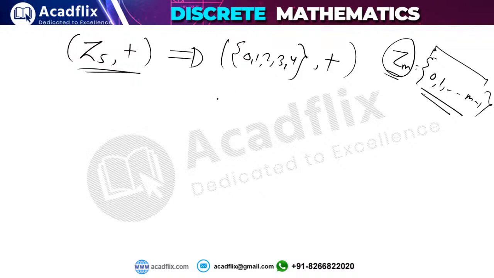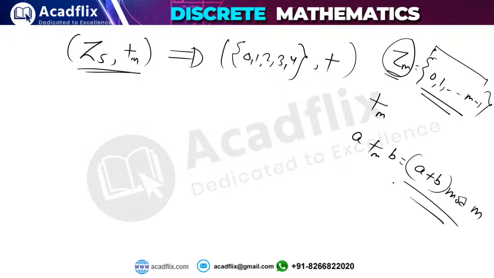Now the operation is actually modulo plus. What do I mean by modulo plus? When I take a modulo-plus b, it is nothing but (a plus b) mod m. So this is our modulo plus operation. Remember, the operation is not plain addition, the operation is modulo addition.